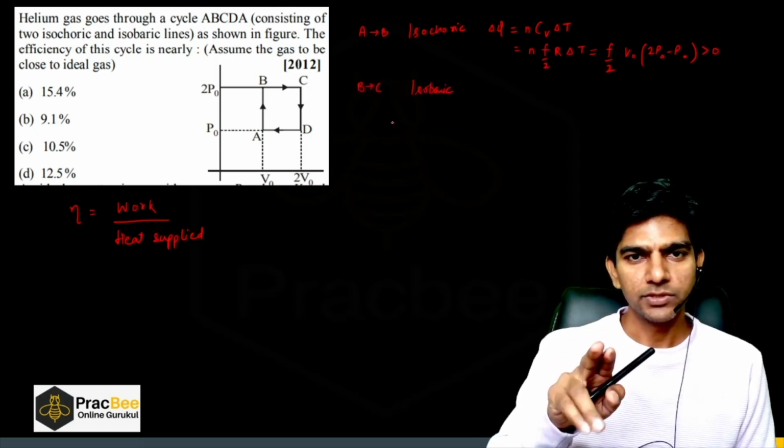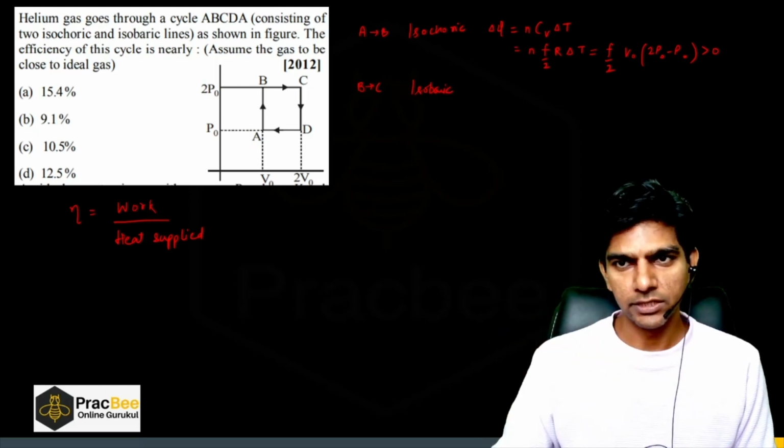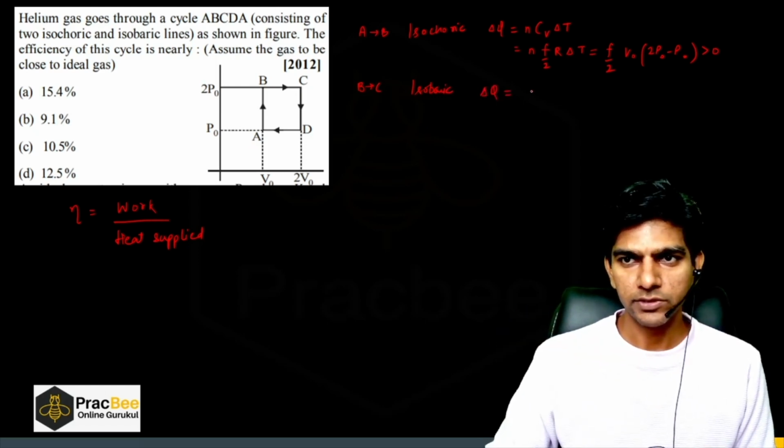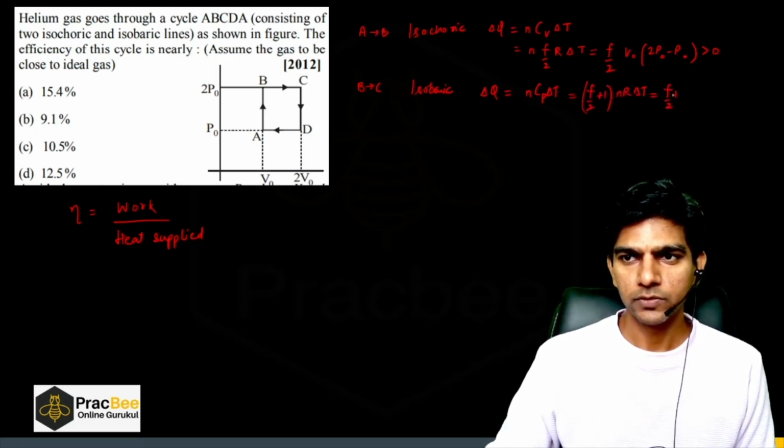Again, in this process, the pressure is constant, but the volume is increasing. So we can say the heat is being supplied to the system. So it will be nCpΔT, which is nothing but (f/2 + 1)nRΔT. This can be written as (f/2 + 1), and nRΔT can be written as 2P₀ times the final volume minus the initial volume, which is again positive.